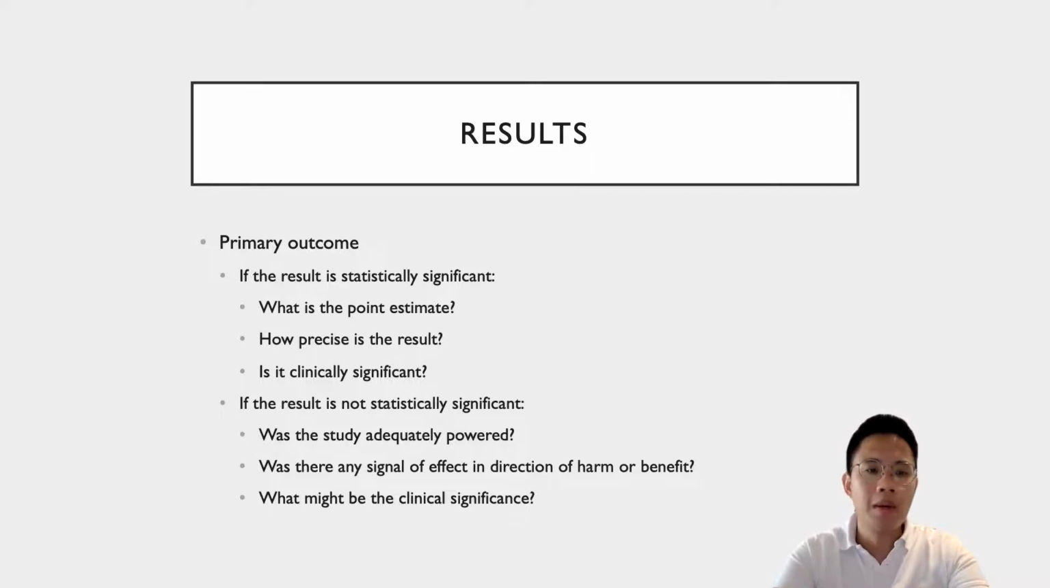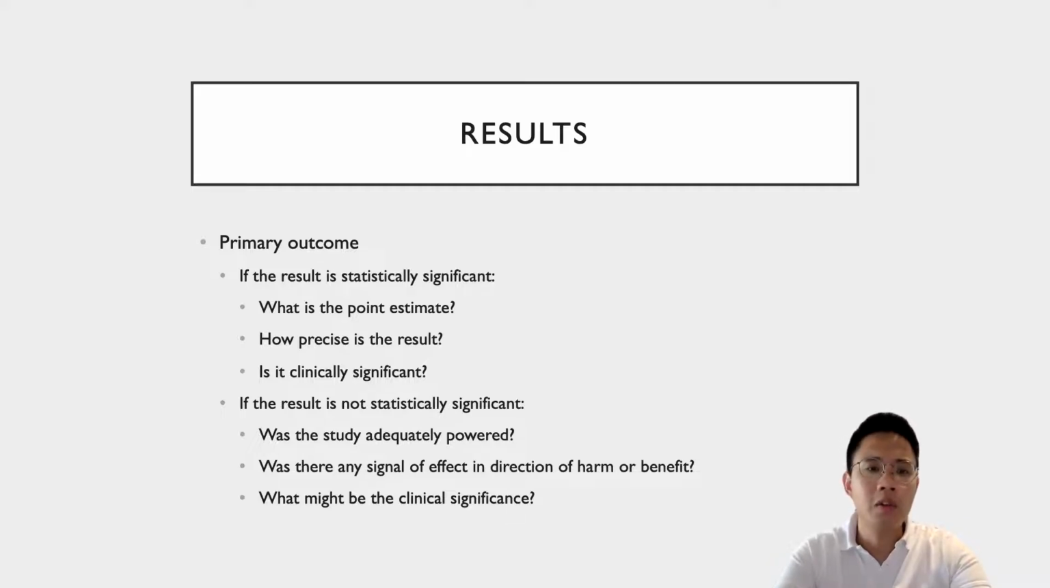When we look at the primary outcome, if the result is statistically significant, we do not stop there. We have to ask ourselves a few other questions. First, what's the point estimate? This is usually a question of the effect size of a certain treatment. Does it reduce the outcome by 5%, 10%, 100%? We also look at how precise the results are. If the confidence interval is very wide, the actual result is likely to fall within a wide range, and hence we will be less confident about where the true point estimate is.